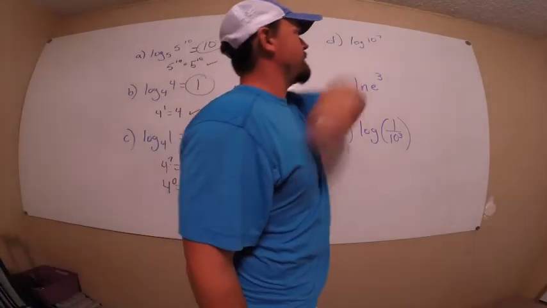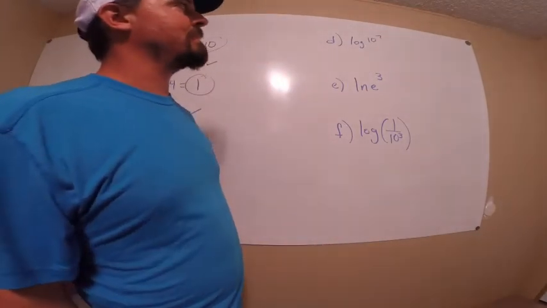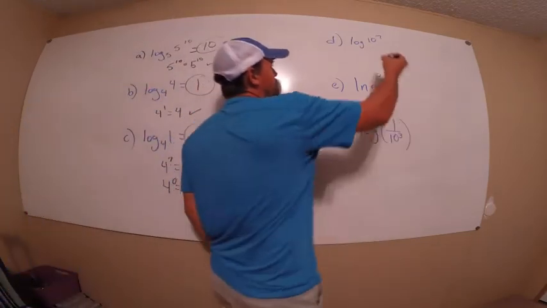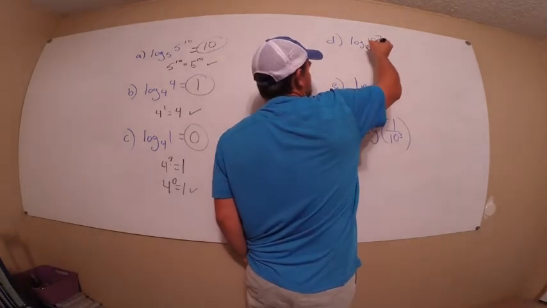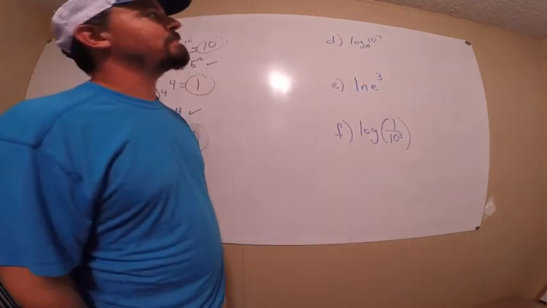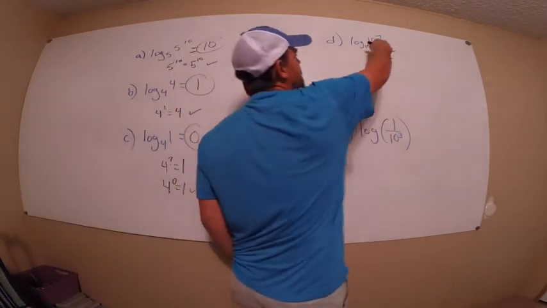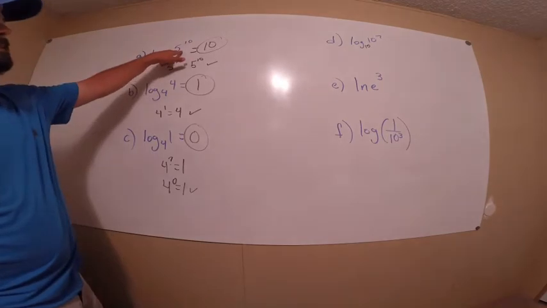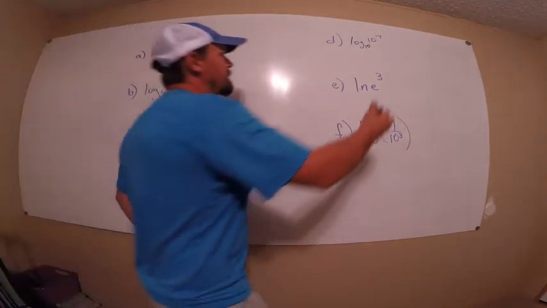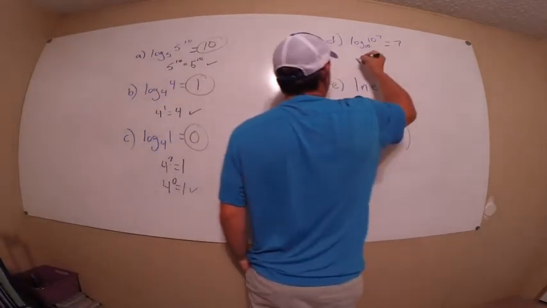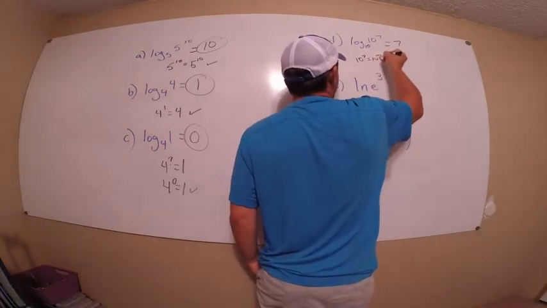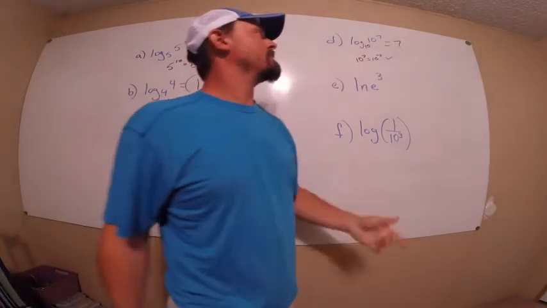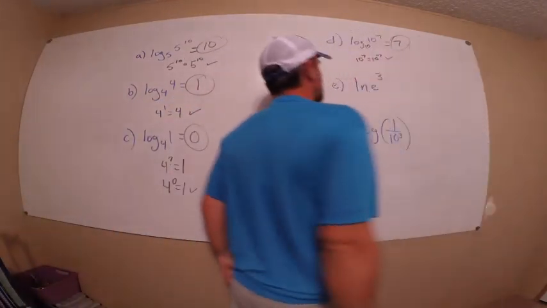Log of 10 to the 7. Now it's a little more tricky, but it's really not that tricky. Okay? So, you got to remember that we have an imaginary base of 10 here. It doesn't tell you, but the base is assumed to be 10. So, log base 10 of 10 to the 7. We follow what we did here exactly. We know that the answer is just going to be 7. 10 to the 7th equals 10 to the 7th. Our answer here is 7.